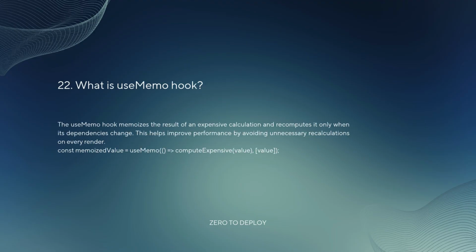What is the useMemo hook? The useMemo hook memoizes the result of an expensive calculation and recomputes it only when its dependencies change. This helps improve performance by avoiding unnecessary recalculation at every render.